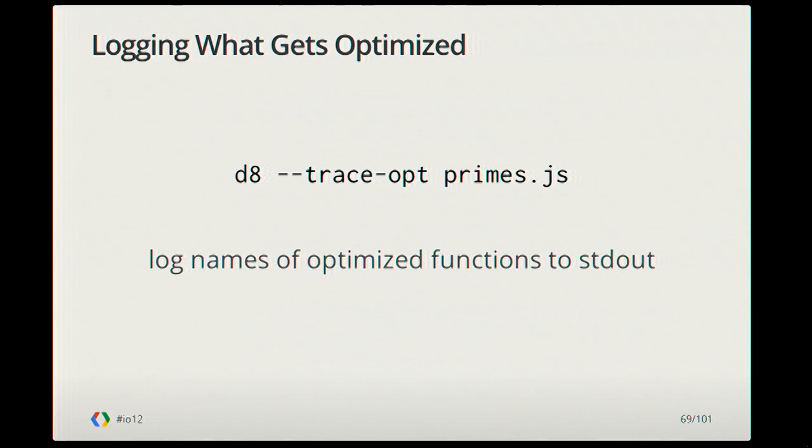One thing that's really useful is to find out which functions are being optimized by the optimizing compiler in V8. There's an option you can pass to the D8 shell that'll do just that. It'll output the information about which functions get optimized.